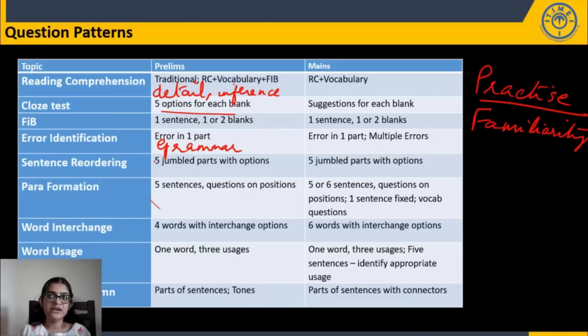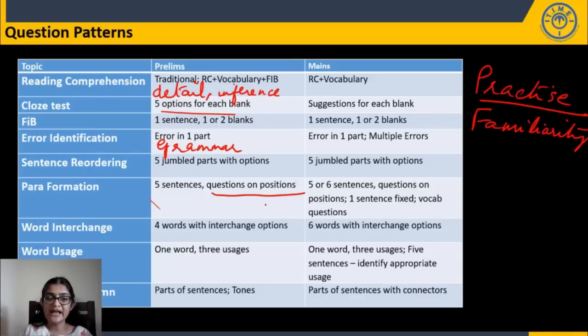In bank exams, the peculiarity of para formation questions is that very often there are questions on positions. This is what makes it scoring once you crack the order. You may think, oh, to unscramble this is so difficult. But the thing is, there are 5 sentences given to you and there may be multiple questions, 5 questions typically when there are 5 sentences, or maybe up to 6 questions if there are 6 sentences. You are given questions on positions.